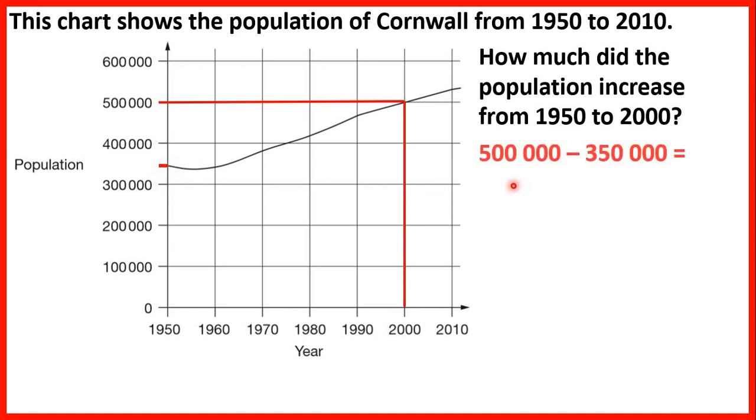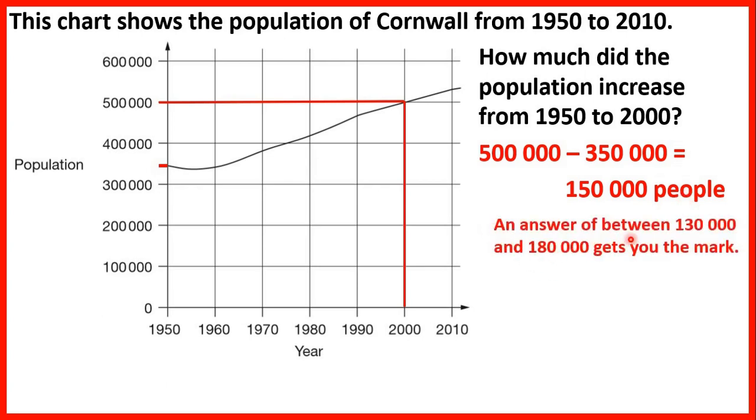So, halfway between 300,000 and 400,000 must be 350,000. So we can work out 500,000 minus 350,000 because we want to know the increase. So we want to know the difference between these numbers. And when we find the difference, we subtract. So our answer is 150,000 people. Now an answer of between 130,000 and 180,000 gets you the mark.